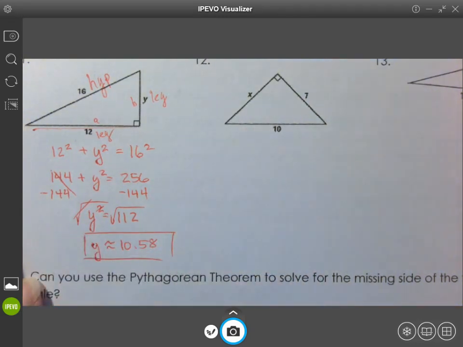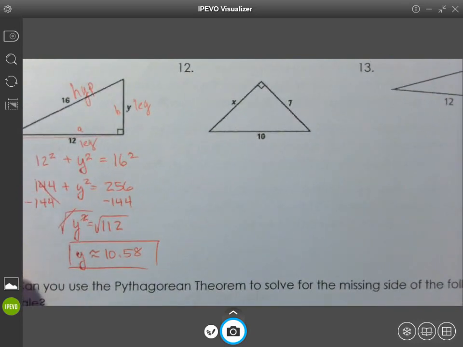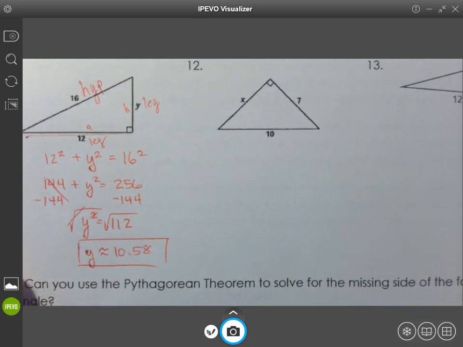And there you go. So with that in mind, go ahead and look at 12 and 13. Make sure you pay attention to which ones are the legs and which ones are the hypotenuse. I'm going to pause this while you work.